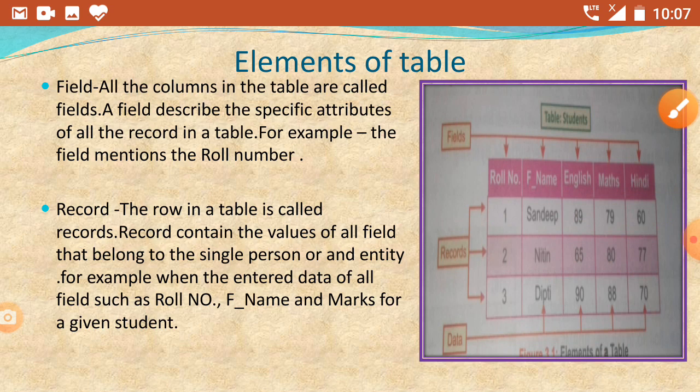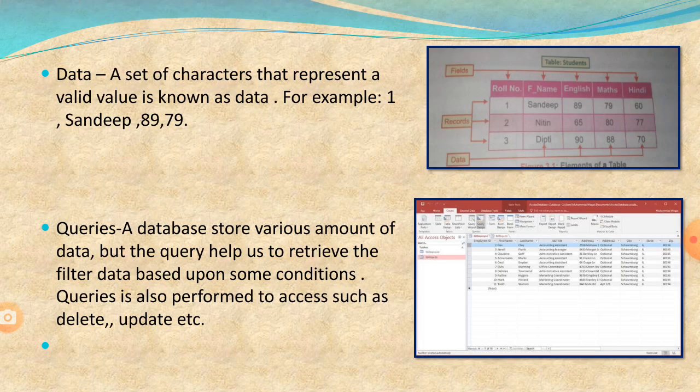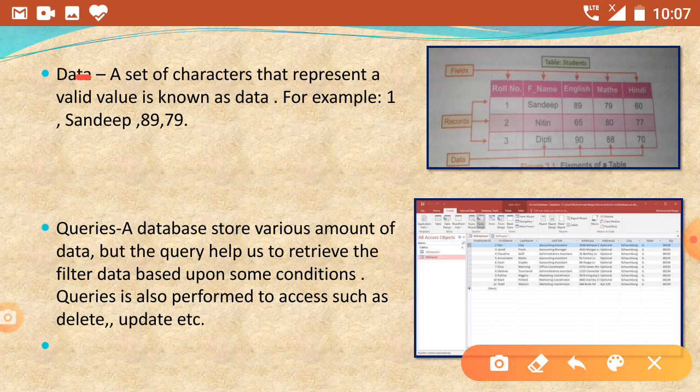Now come to the next point, that is data. What is data? Data is information, a set of characters that represent a valid value. You can also learn: a valid value is known as data.